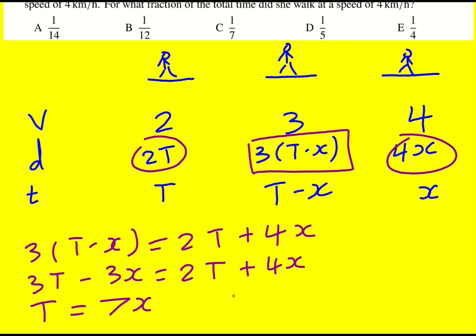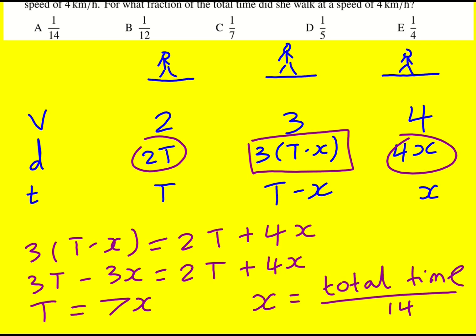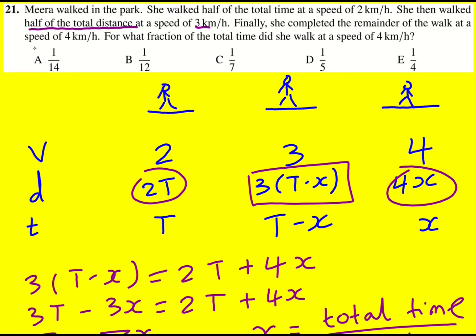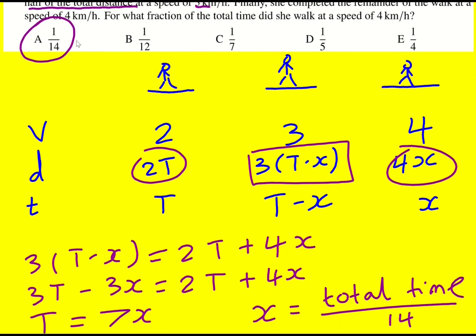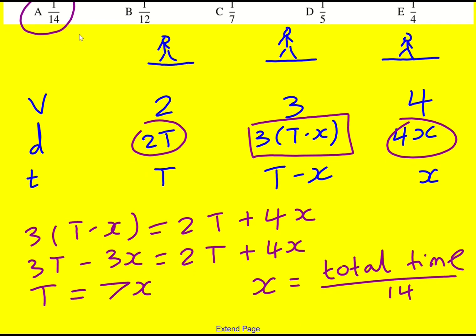So twice the total time, x is going to be the total time, which is 2T divided by 14. Therefore, it's 1 over 14. Okay, yeah, it is a good approach. It's a little bit less intuitive personally, but maybe you disagree. But it does work out and get us the answer as well.